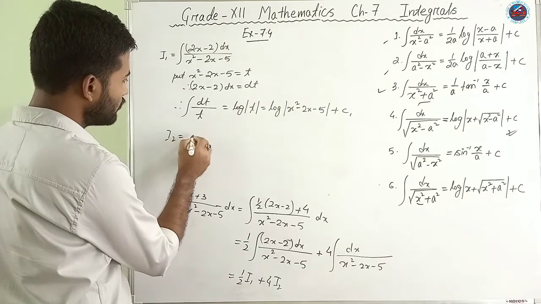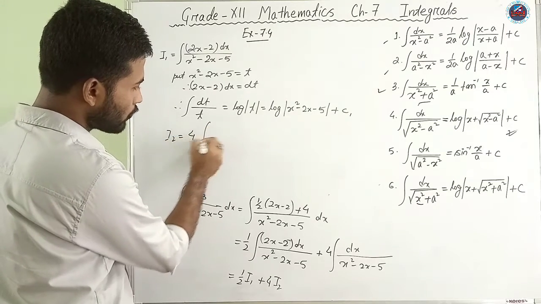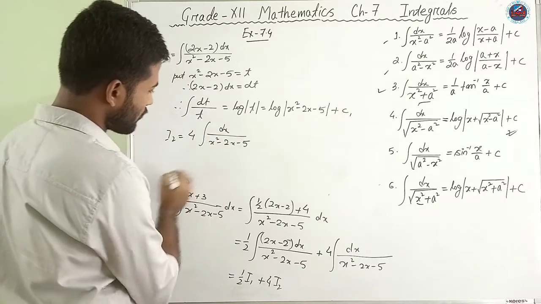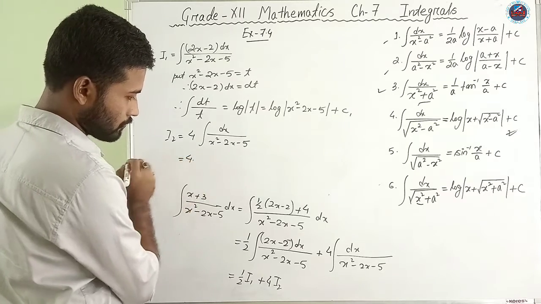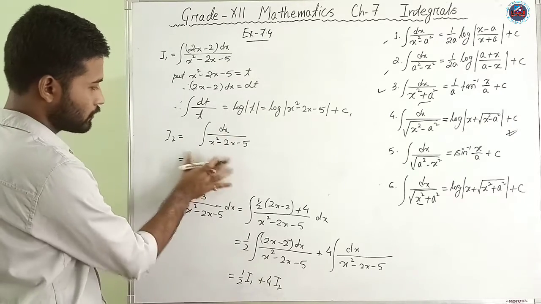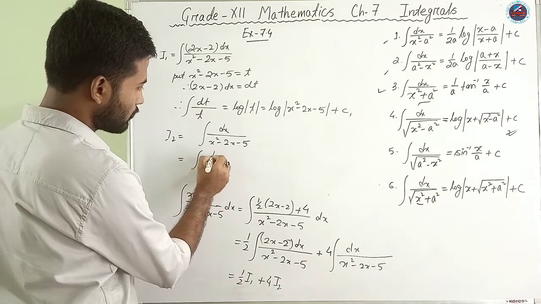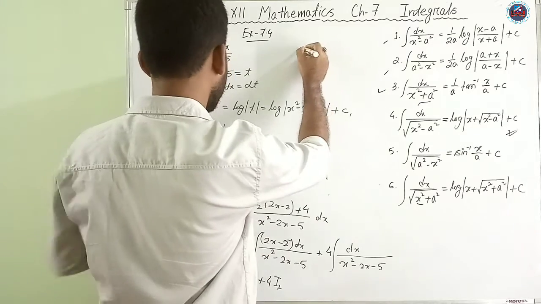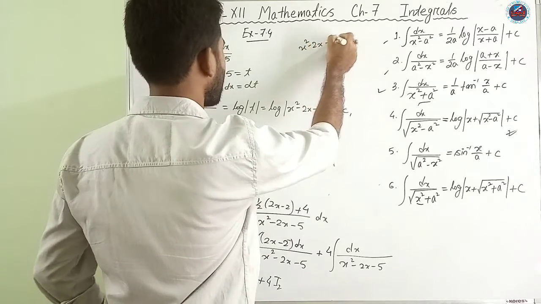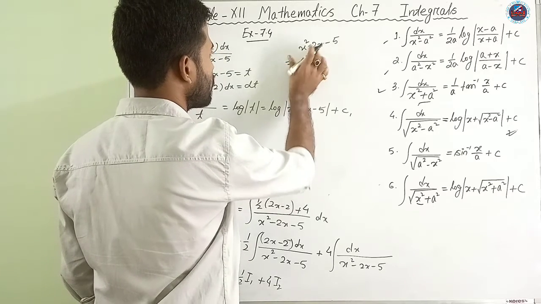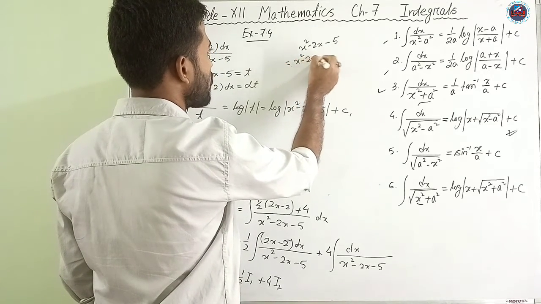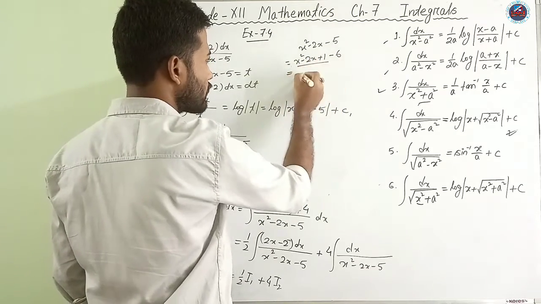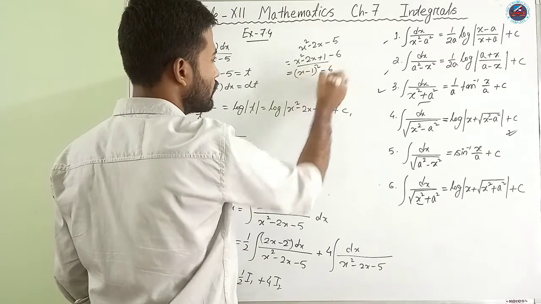Now I2 will be, what is our I2? 4 into integration of dx by x square minus twice x minus 5. Sorry, not 4, because we have taken 4 into I2. So integration of dx by x square minus twice x minus 5, let us do it separately. x square minus twice x minus 5 can be written as x square minus twice x plus 1 minus 6, the same thing. Now this is x minus 1 whole square minus 6.